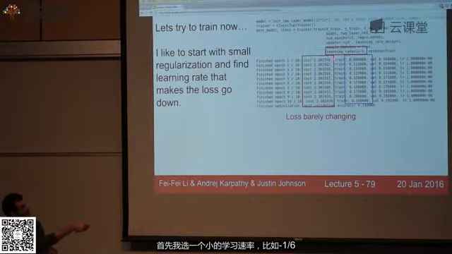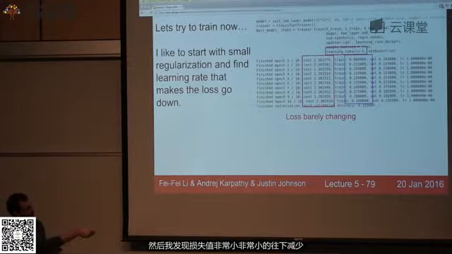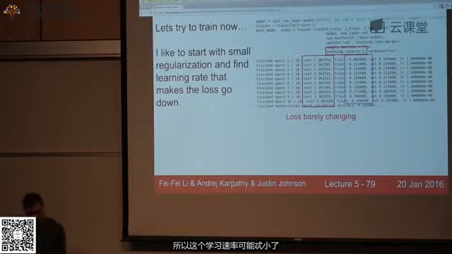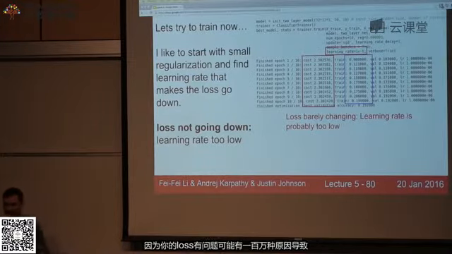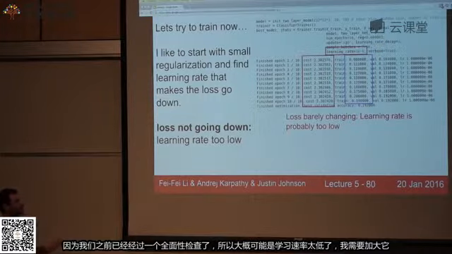So I'm trying first a small learning rate, like 1e-6, and I see that the loss is barely going down. So this learning rate of 1e-6 is probably too small. Nothing is changing. Of course, there could be many other things wrong, because your loss could be constant for a million reasons. But we've passed a small sanity check, so I'm thinking that this learning rate is probably too low, and I need to tune it.